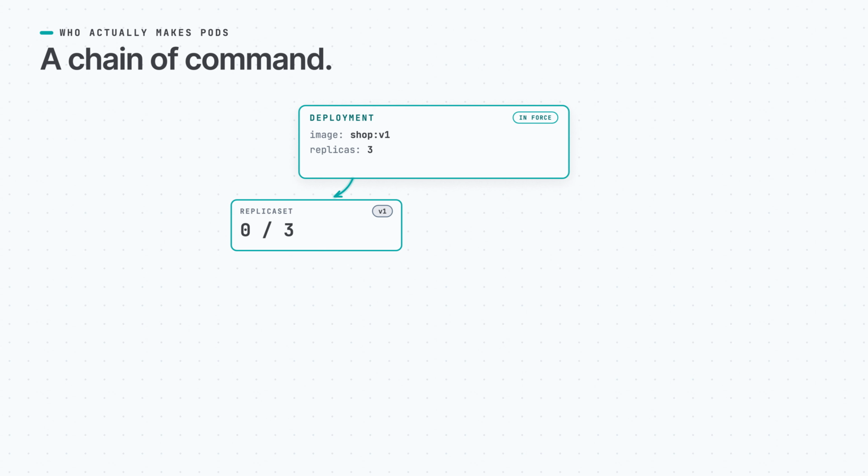Why the extra layer? Because of versions. Each version of your shop gets its own ReplicaSet. Keep that in your pocket. It is the trick that makes updates safe, and we will use it in a minute.